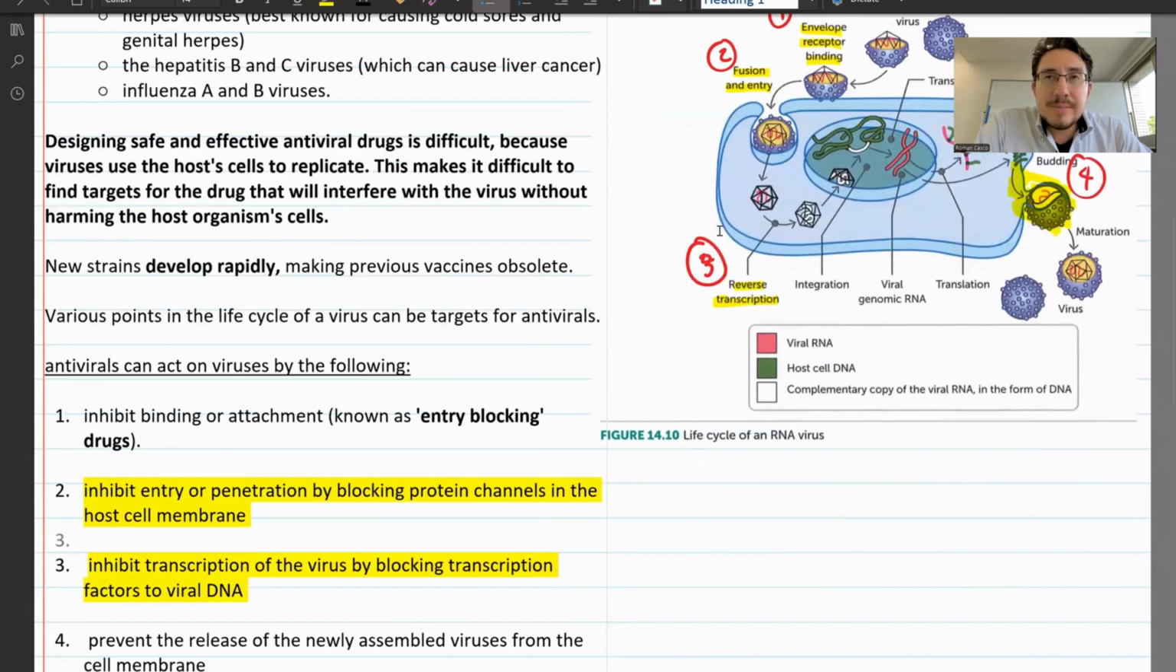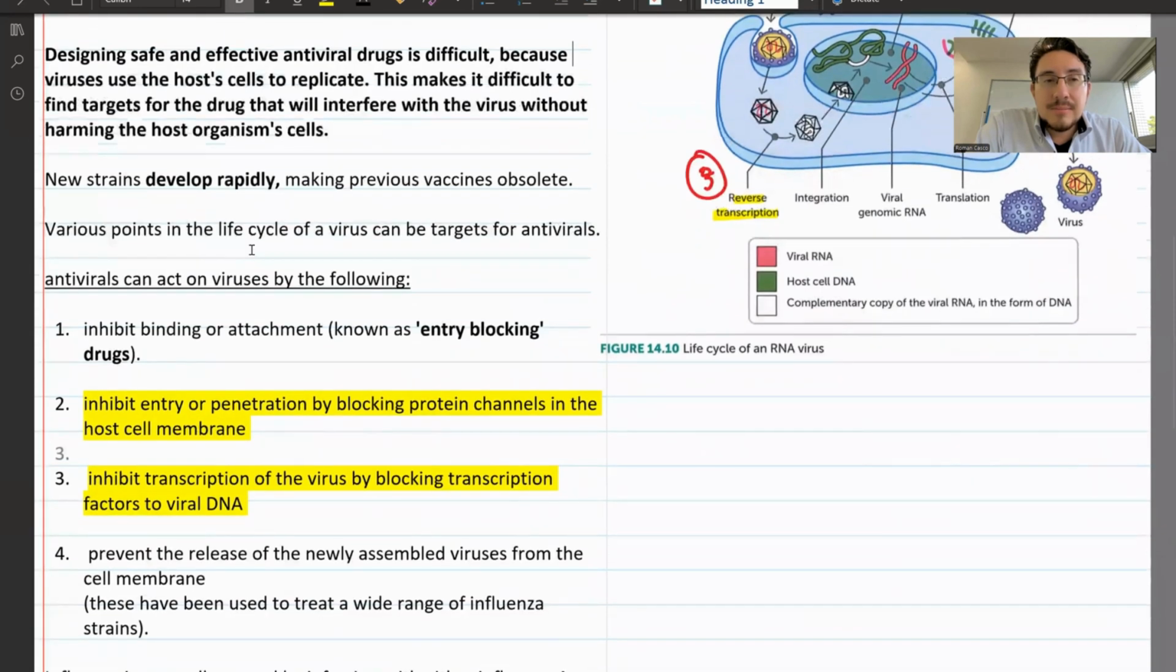It's important to understand that creating safe and effective antiviral drugs is a little difficult, right? It's difficult because, one, true, the virus changes, but also viruses use the host cells to replicate. That means if you want to stop the virus, you need to create antivirals that only address the virus, right? But the problem is that the virus uses our machinery, so you'll be trying to attack our own cells, right? This makes it difficult to find targets for the drug that will interfere with the virus without harming the host organism's cells, right? So that's a big problem, right?